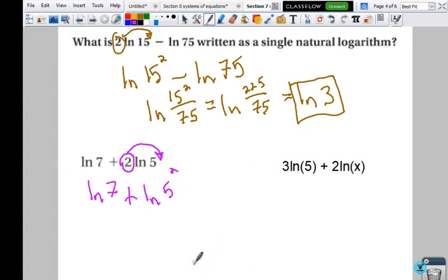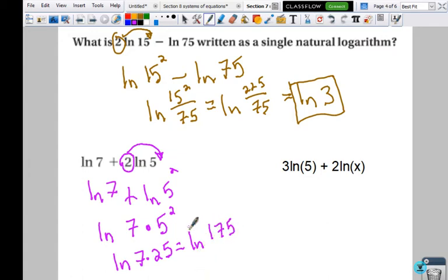Carissa, let's think back to a couple days ago, or let's see if you remember. If I have a plus between these two things, when I put them together, what is that plus going to turn into? Yep. So we're going to go natural log of 7 times 5 squared, which I can actually start doing. I can start doing this math inside here. It's going to be the natural log of 7 times 25, which is going to be the natural log of 175.